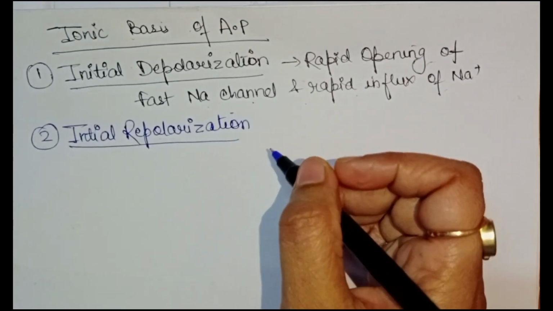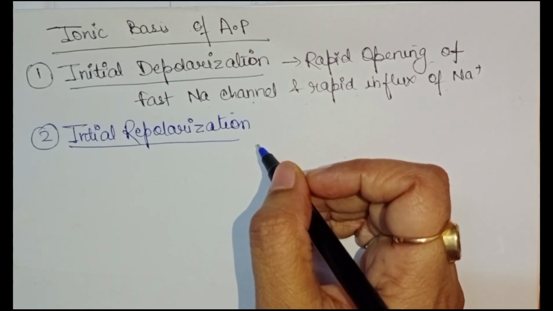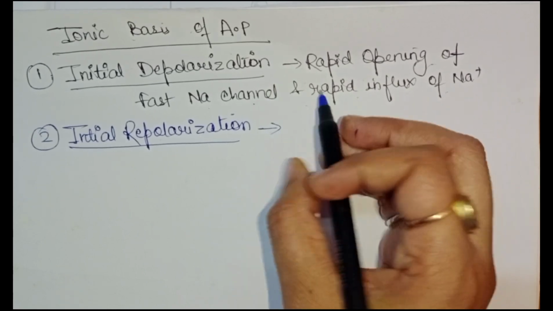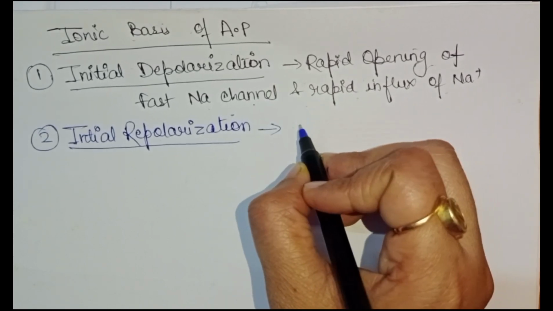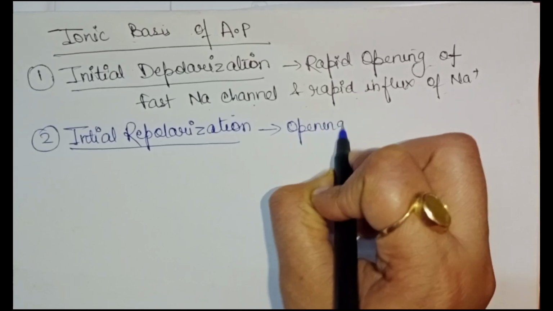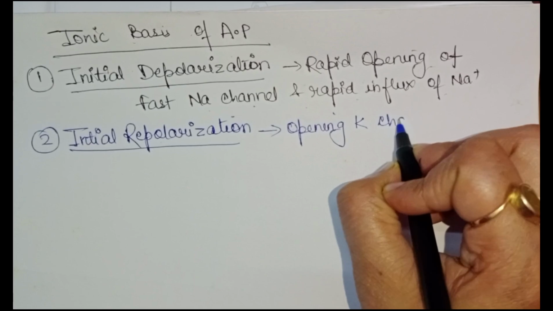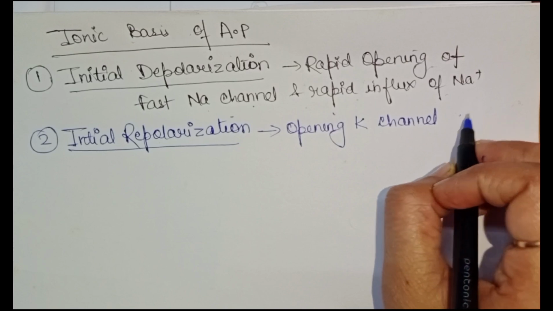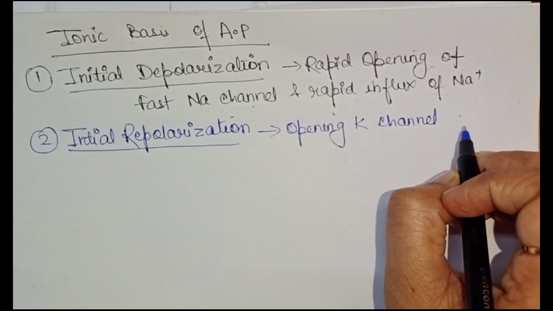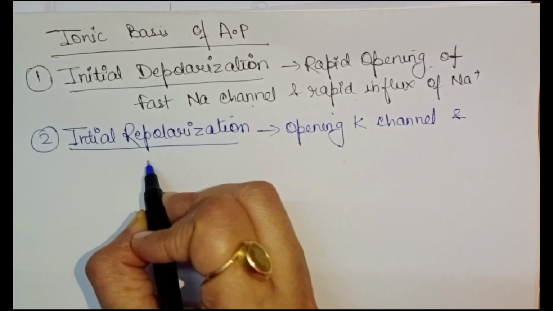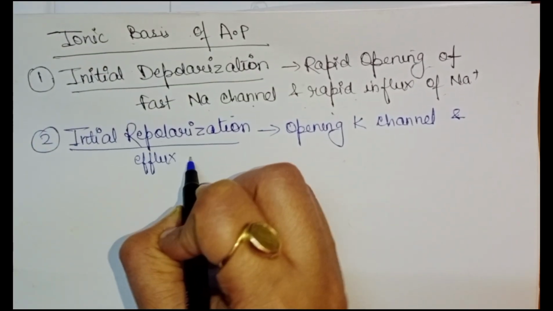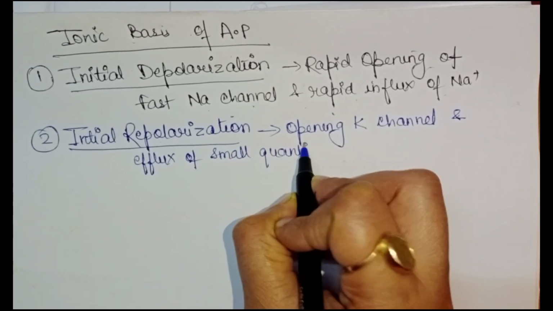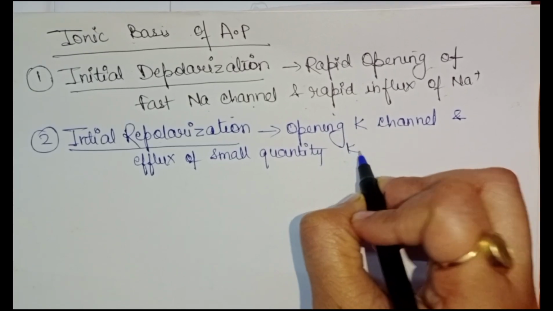Initial repolarization. Initial repolarization is due to transient, or short duration, opening of potassium channel. What happened? There is a transient opening of potassium channel, and there is efflux of a small quantity of potassium ion from the muscle fiber.